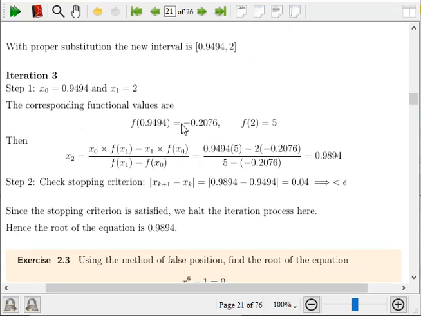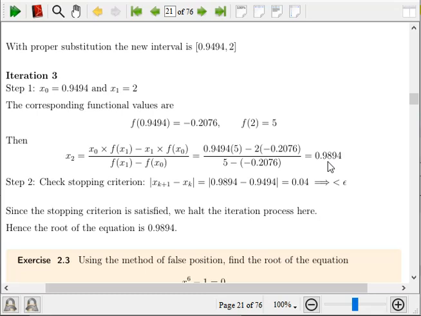So the functional values again, as you can see, this is 1, this is 1, this is 1. And what happens is that we continue again. For x2, we substitute the respective values. This is f(x0), this is f(x1), x1, f(x0), f(x1) minus f(x0). We simplify and we get 0.9.